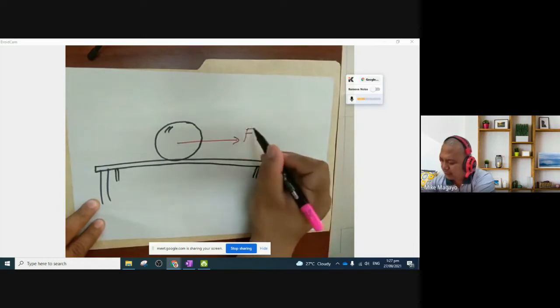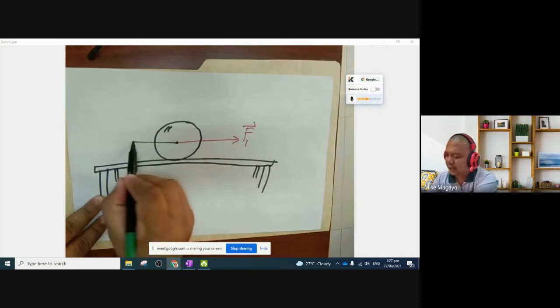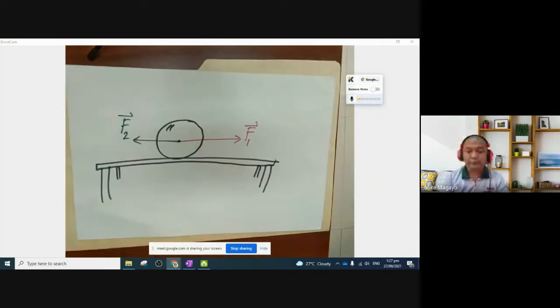For example, you have a force going there, okay, and that's a vector. So let's call that vector 1. Let's say that's the second vector, F2. And then let's just start with simple addition of vectors. As you can see, there are two vectors acting on the ball. One that is going to the right, that's F1, and the other is going to the left.